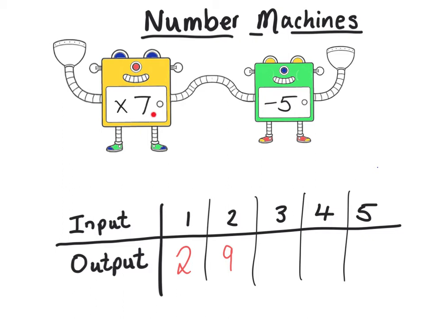3 goes in, it becomes 21. 21 becomes 16, it's right. So it looks like it's going up in 7s, which would make the next one 23. Let's have a look. 4 would be 28. Take away 5, 23. It's right. So we're expecting the next one to be 30. Five times 7 is 35. Take away 5 is 30. Correct. So this one is going up in 7s.